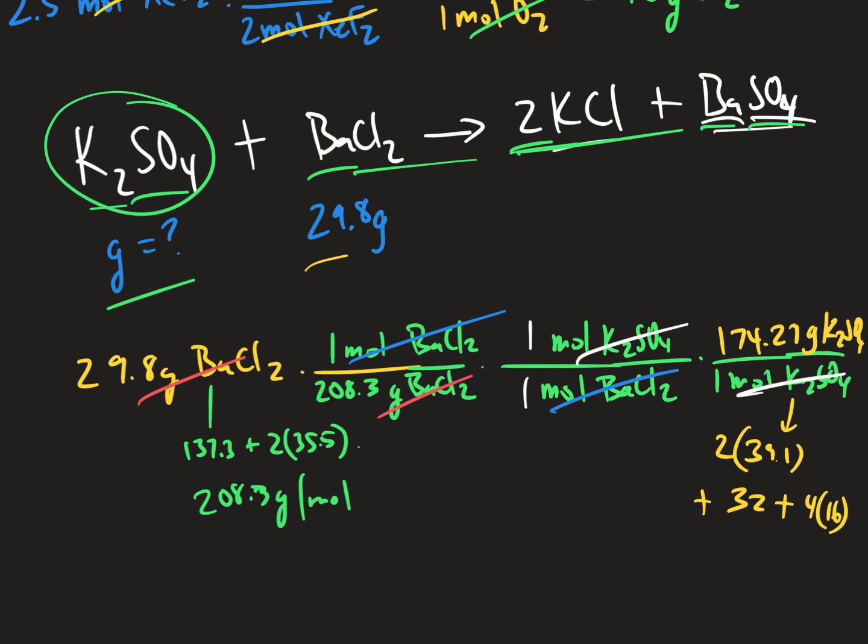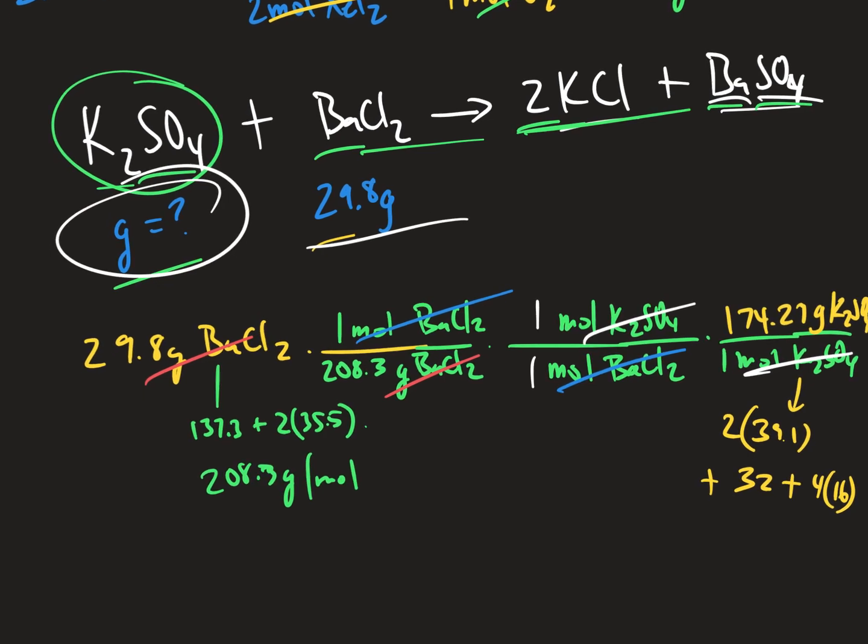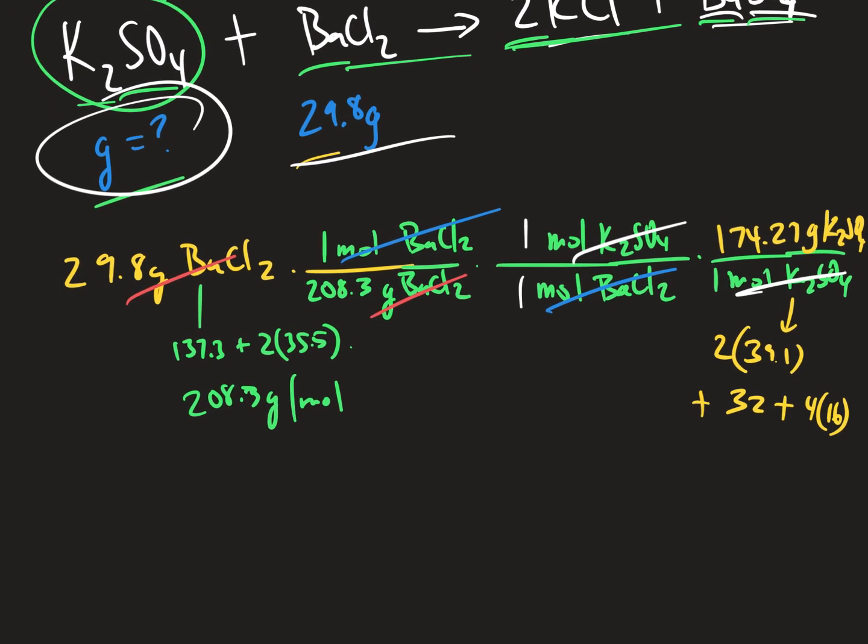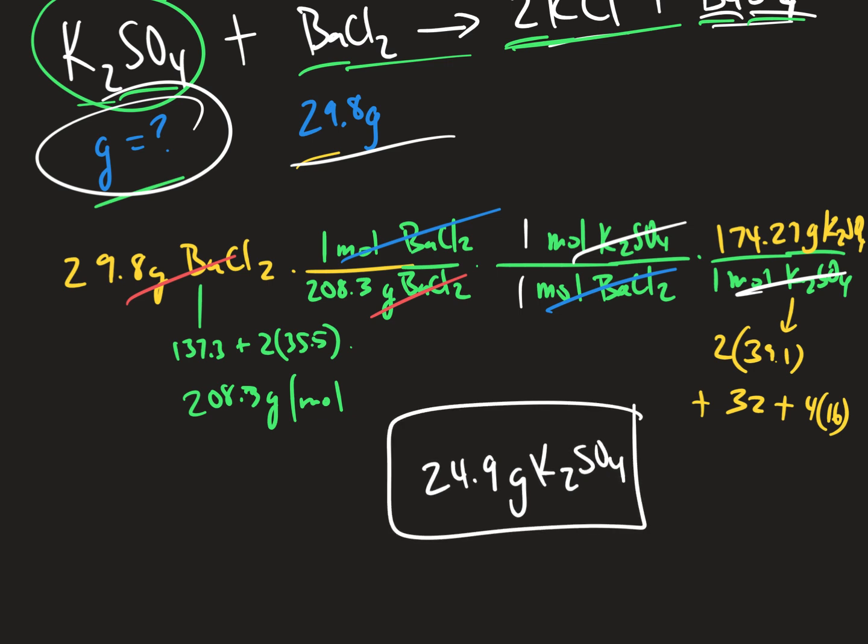Everything cancels except for what we're looking for. That's not what we're looking for. We'll look for this right here. And that tells us we're done. And if we do this, we'll get 24.9 grams of K2SO4. Does that make sense? Just one extra step.